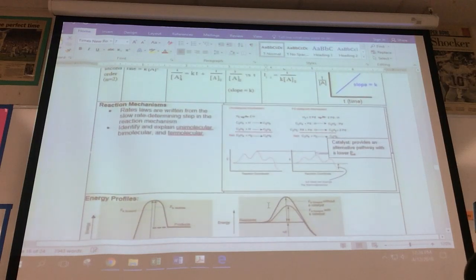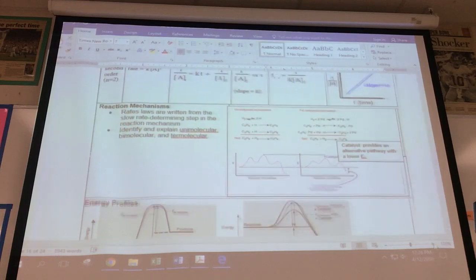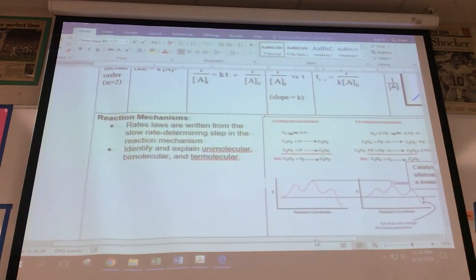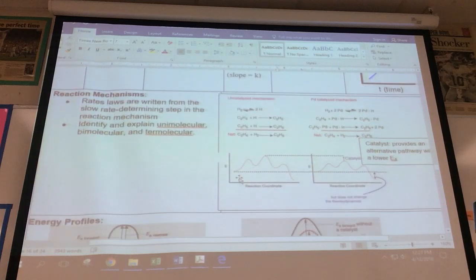In regard to your mechanisms, be comfortable with a few things here. For example, let me blow that up a little bit so you can see. Sometimes they ask you the molecularity of the reaction. You've got a unimolecular reaction here, one reactant with a coefficient of 1. This is a fast equilibrium step. These are bimolecular right here because you have two reactants, both with coefficients of 1.